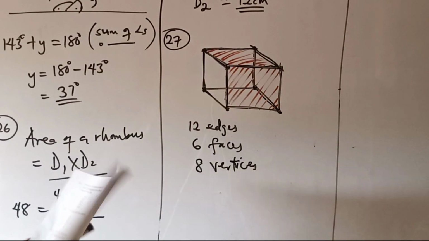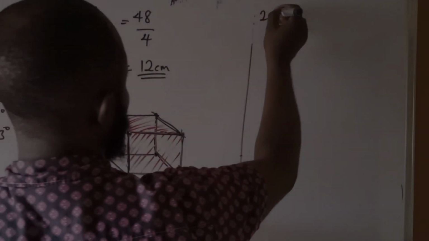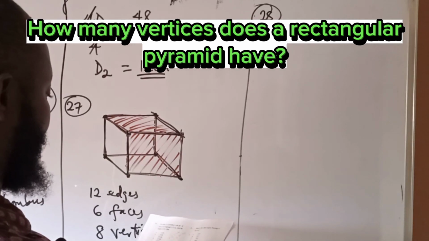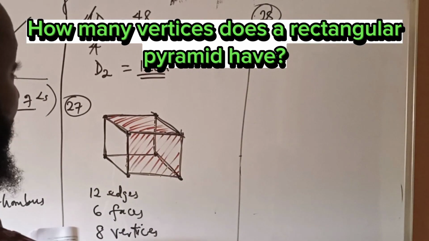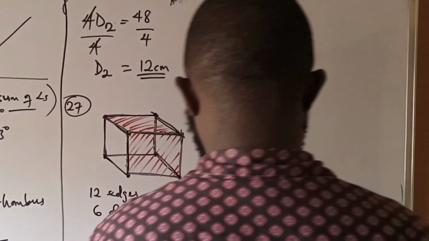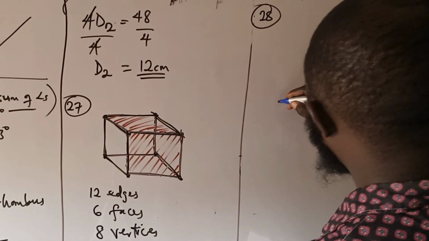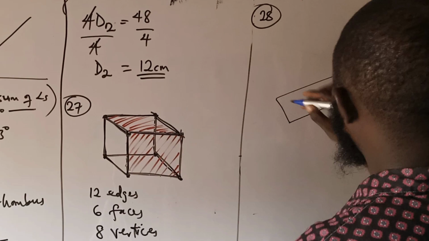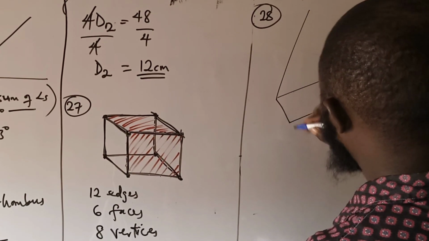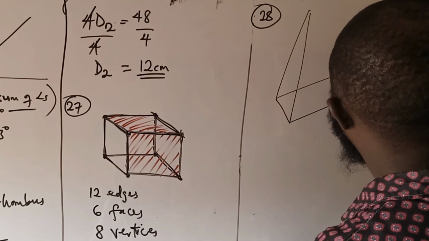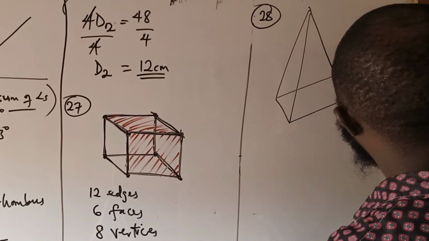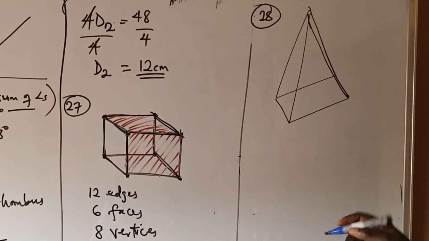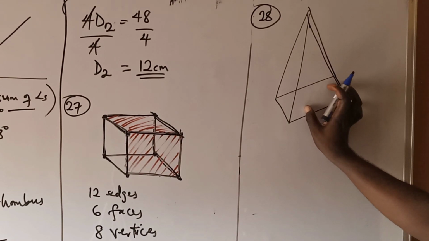Now, the next one, question 28. How many vertices does a rectangular pyramid have? So we need to draw this. A rectangular pyramid. So the base of the pyramid will be in form of a rectangle like this. Assume this is it now. So the pyramid will go like this, and this will also go this way, and the last one will also come this way. So this is a pyramid. It has a rectangular base.